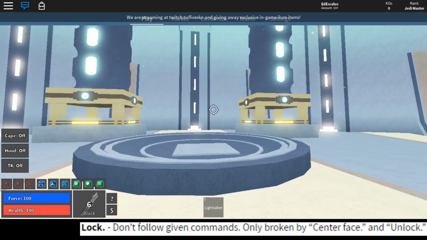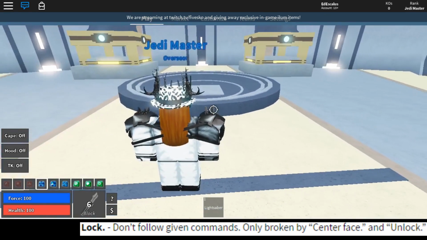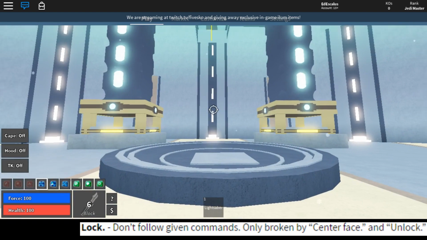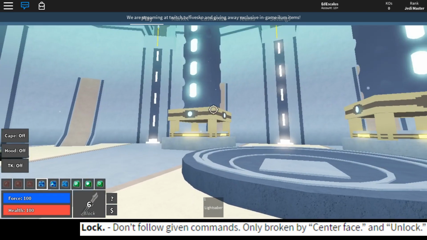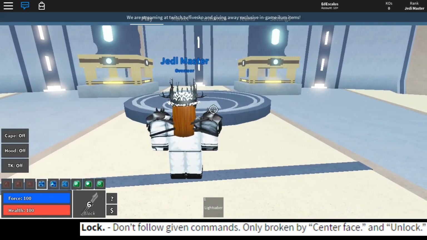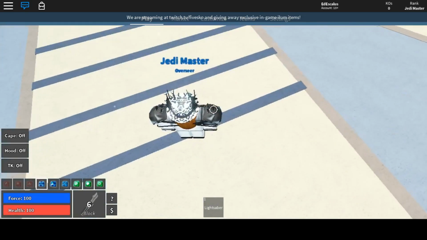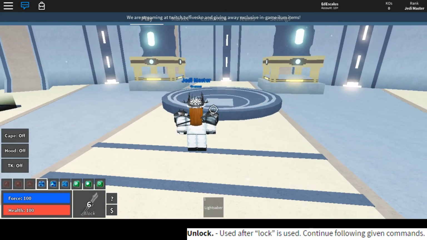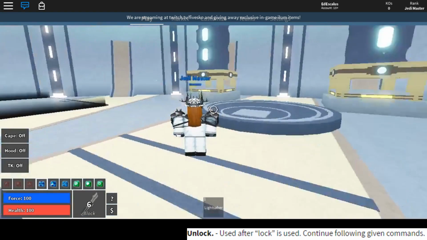Okay, just to clarify, only some divisions allow lock, unlock, and center phases. Some divisions can only use center phase to break the control phase, so there's no lock or unlock. And some divisions have lock and unlock. So if I'm in lock and they say unlock, I just continue to follow the horse whenever they go.